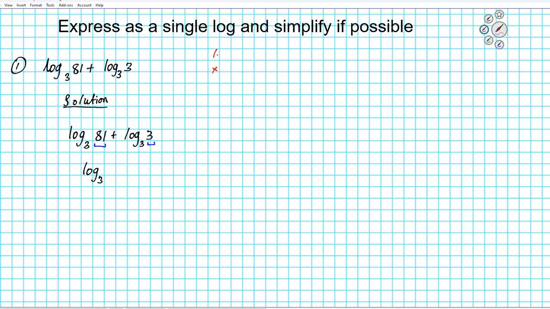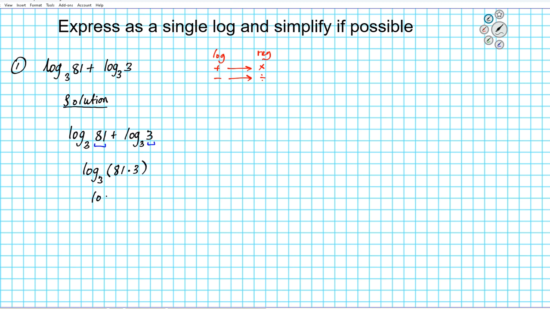Because when you add in the log world, that is equivalent to multiplication in the regular world. And when you subtract in the log world, that is equivalent to division in the regular world. Here we have a summation, so that's equivalent to multiplication. So we're going to multiply the two logarithmic arguments, 81 times 3.